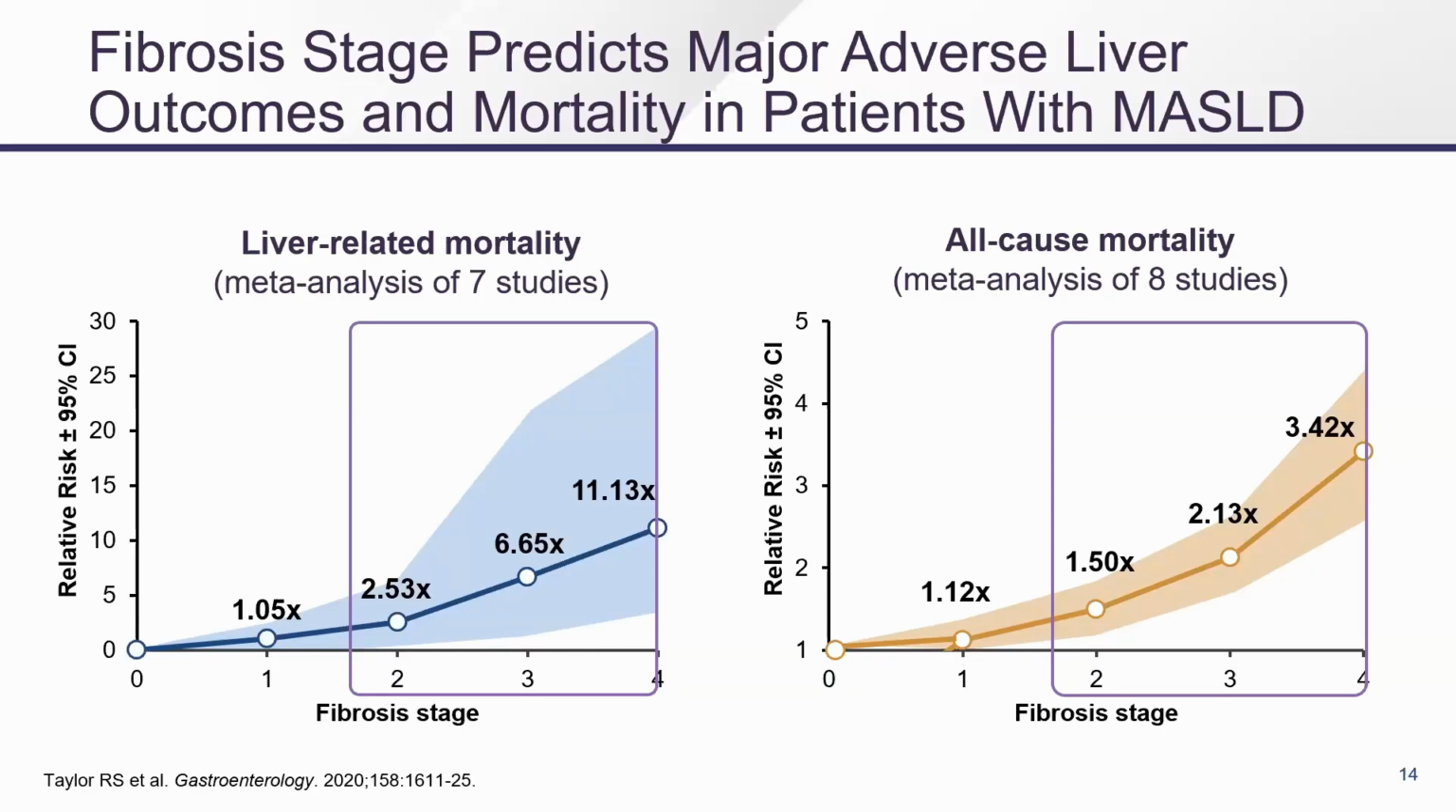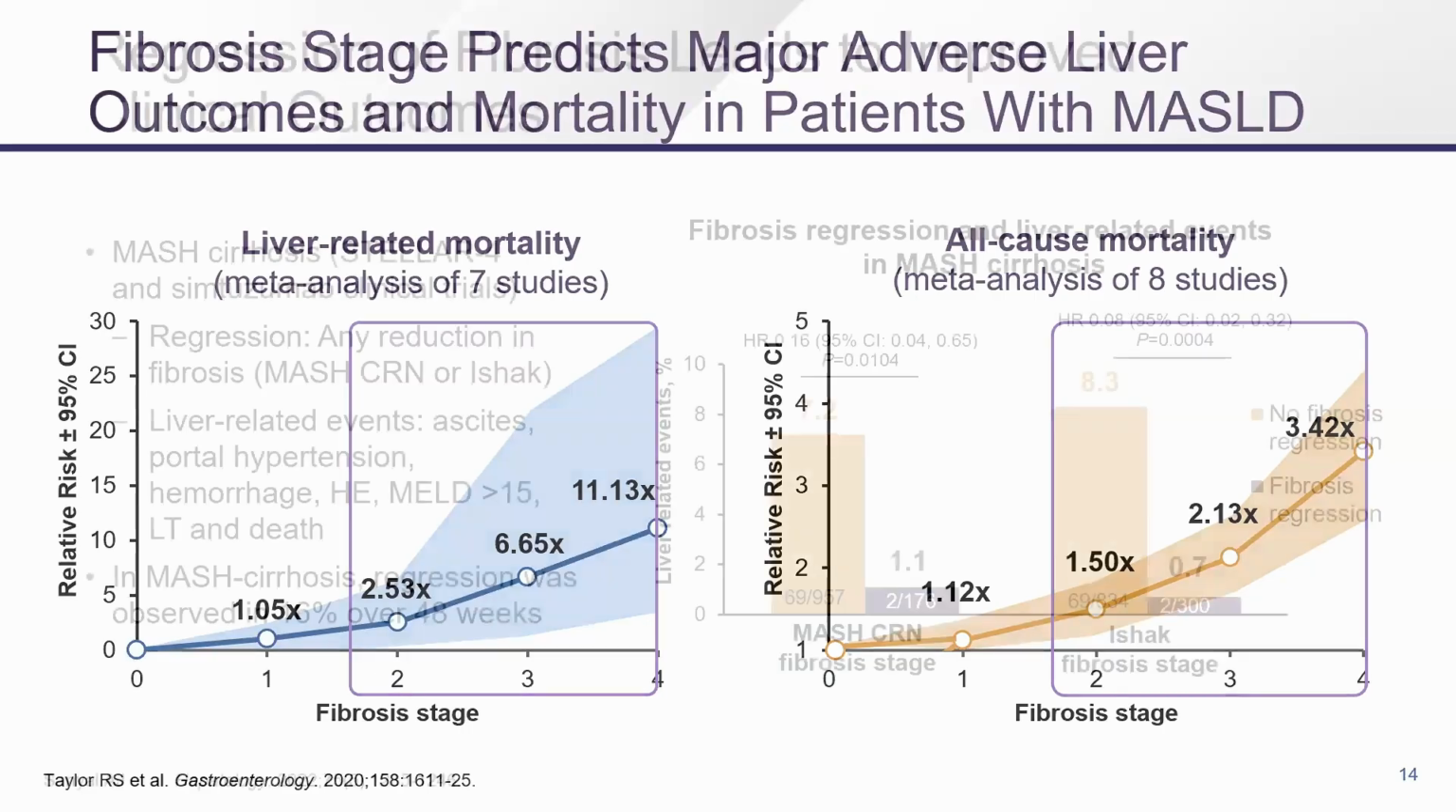When we look at all-cause mortality, it's very similar. You're starting to see a significant increase, again, at stage 2. We had a 1.5% mortality, and at stage 4, you're at 3.5% mortality. And at stage 4, with liver-related specific mortality, you're at 11 times the mortality. So these are impressive numbers, and I hope that these numbers really make you think about testing and diagnosing patients with steatotic liver disease and evaluating the degree of their fibrosis.